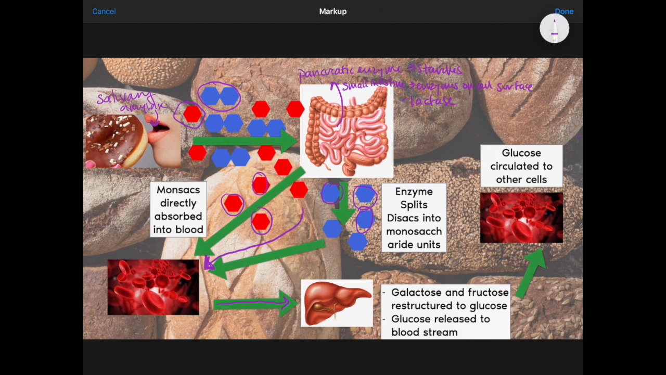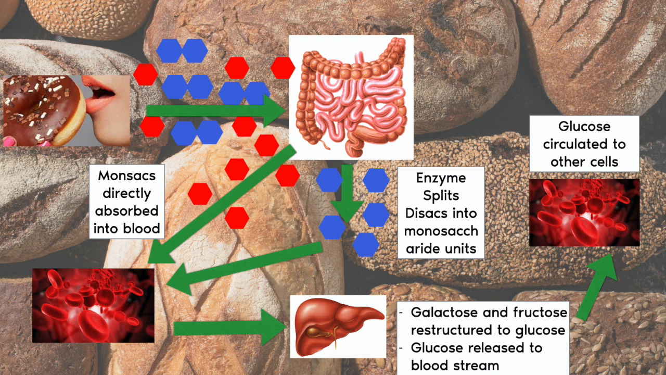Meanwhile, galactose and fructose have to be restructured into glucose in order to then be recirculated. So the liver will restructure galactose and fructose and then release all of the glucose back to the blood in order to circulate and provide energy for other cells. So that's an overview of digestion and absorption of carbohydrate.